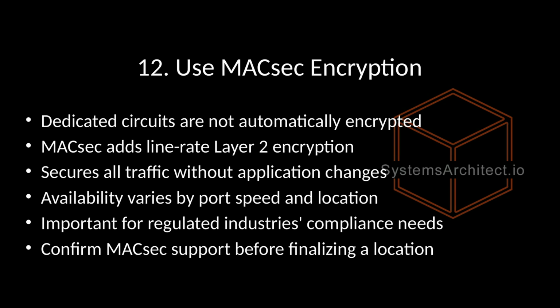12. Use MACsec encryption. Direct Connect traffic runs over dedicated circuits, but dedicated doesn't automatically mean encrypted at the link layer. MACsec, or Media Access Control Security, adds line rate encryption at layer 2. It protects data as it physically moves to the location. Because it operates below the network layer, it secures everything. No application changes are required at all. Availability depends on the specific port speed and location. For regulated industries like healthcare or finance, this often matters most. Confirm MACsec support at your chosen location first.